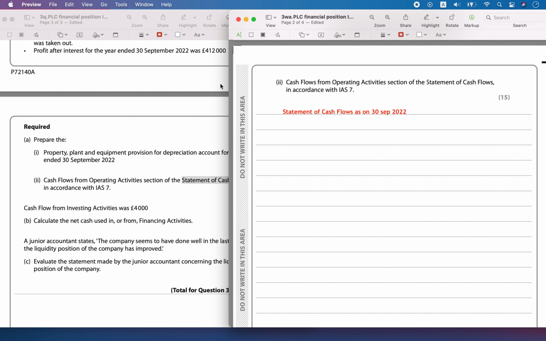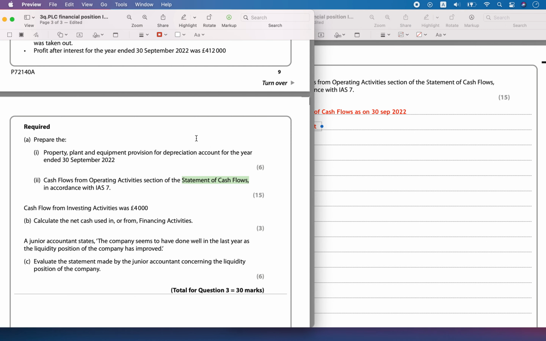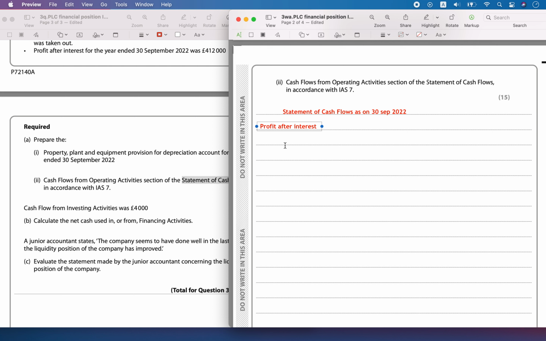Now we know how a cash flow is prepared. You are supposed to take profit after interest, and then you can add or subtract things related to property, plant and equipment. I will have to include whatever transactions have happened with regard to property, plant and equipment. For example, I will have to add its depreciation.